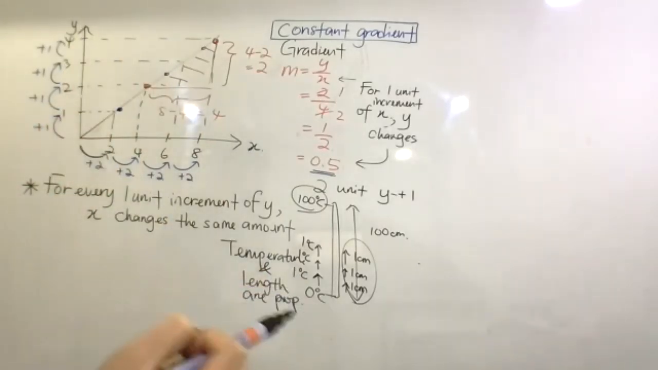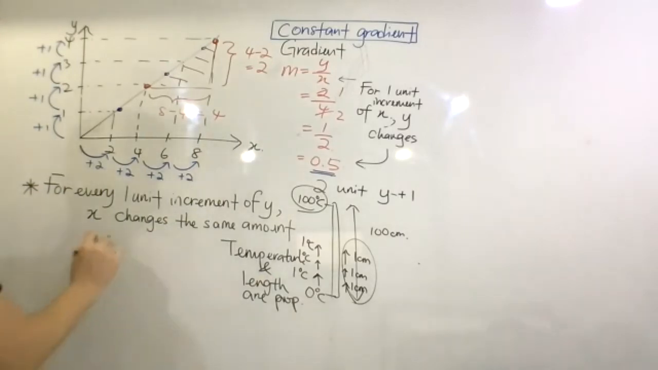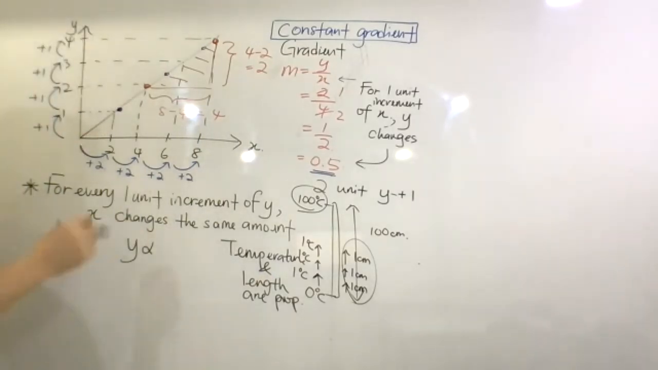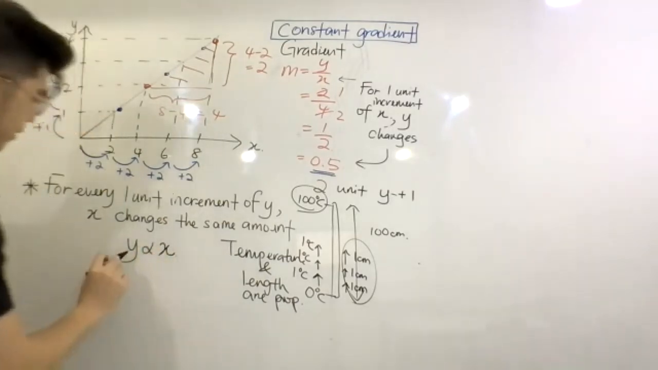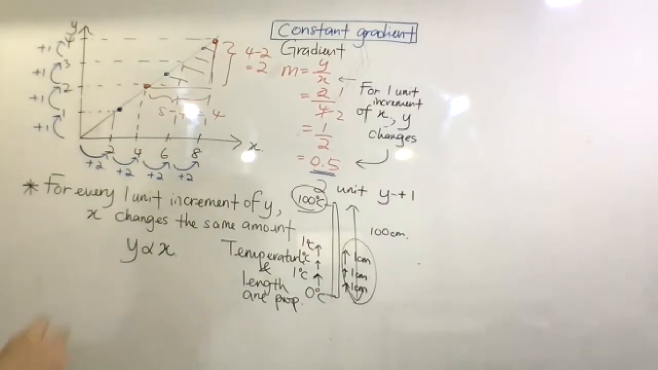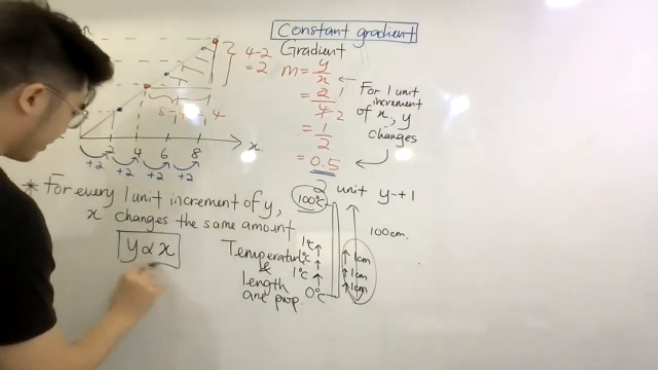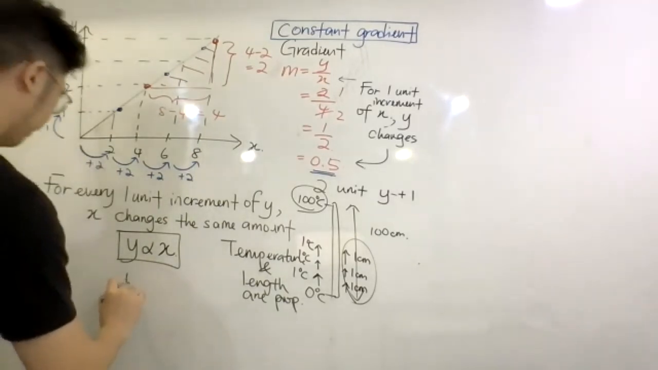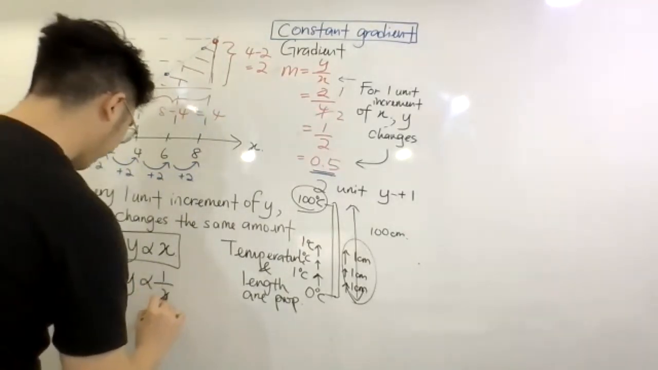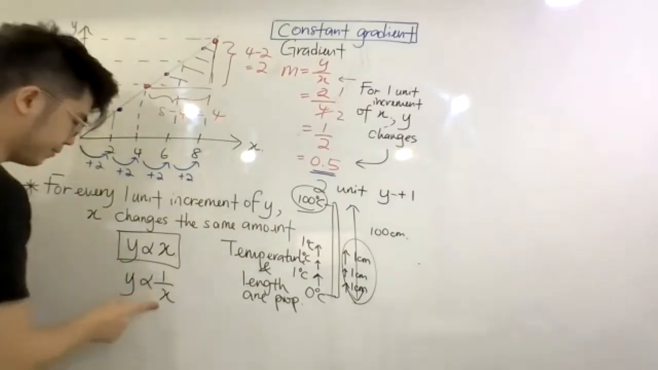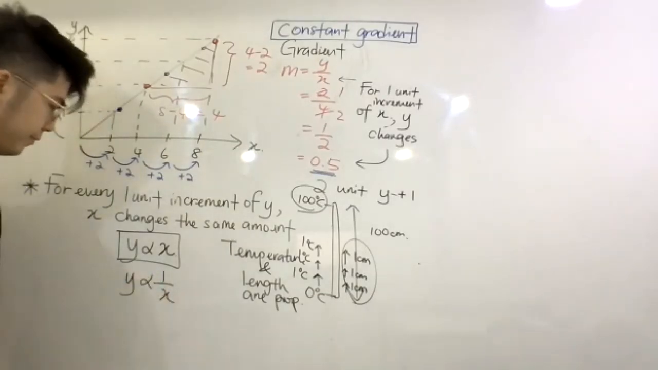Okay, so we use a symbol. We use a symbol, says what? Y like this, like an alpha. Okay, like alpha, and then x. This one says y is directly proportional. Okay, you already know this one. Y is directly proportional to x like this. Now, what if I give you this? This is the inverse of x, 1 over x.